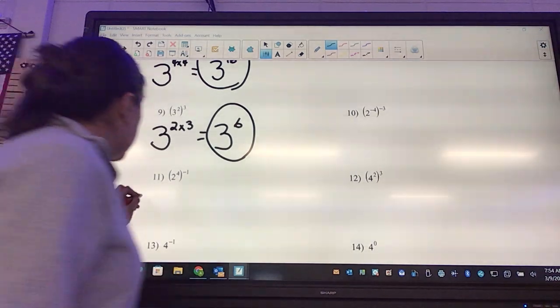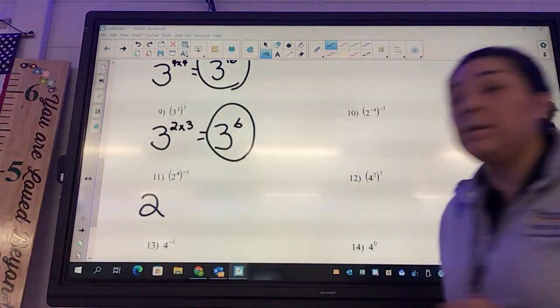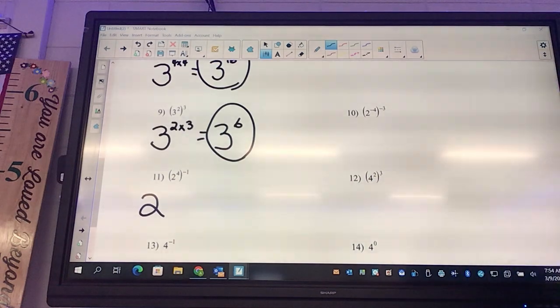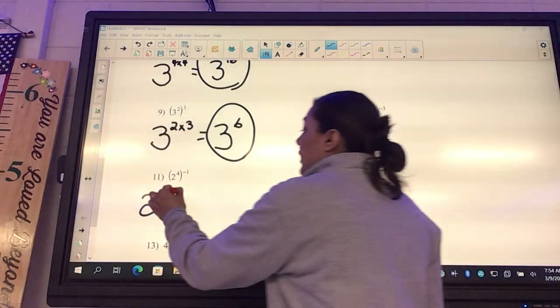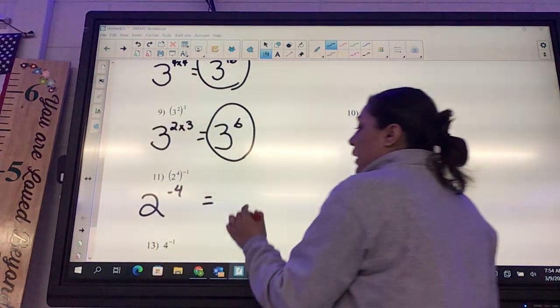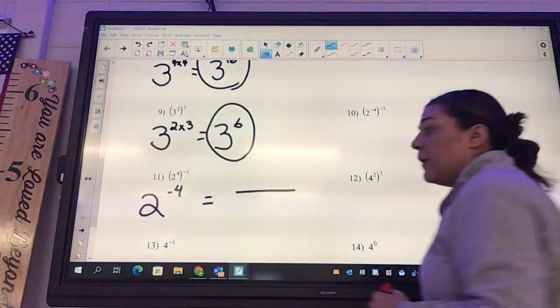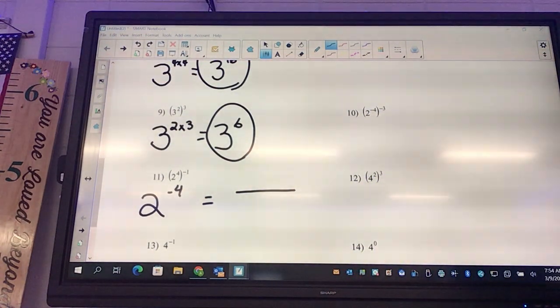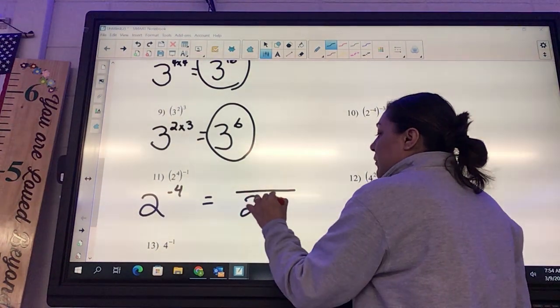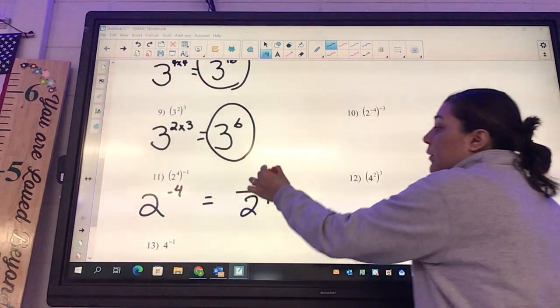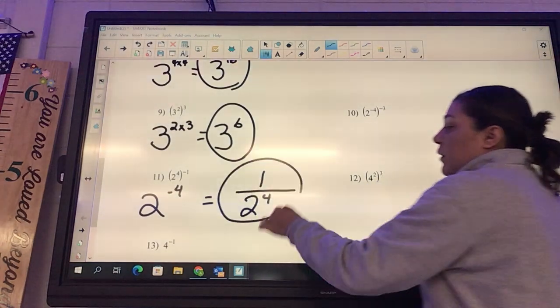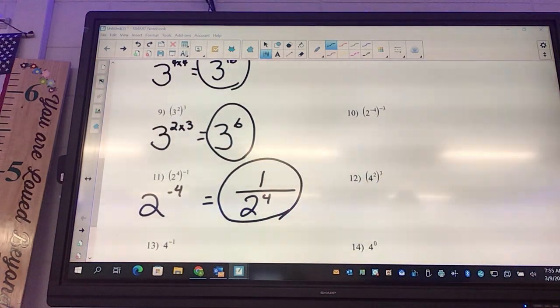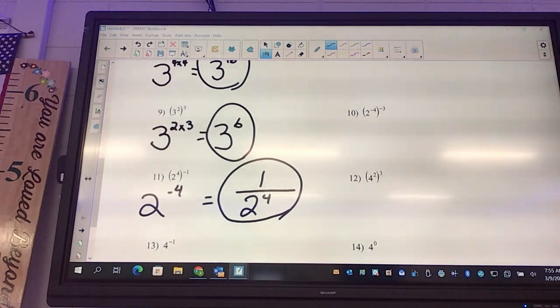Okay, 11 is going to be 2 to the what? Negative 4. Do we need to convert? Yeah, so draw your bar. Where does the 2 to the 4 go? On the bottom. What do you put on the top if there's nothing there? A 1. Bless you.